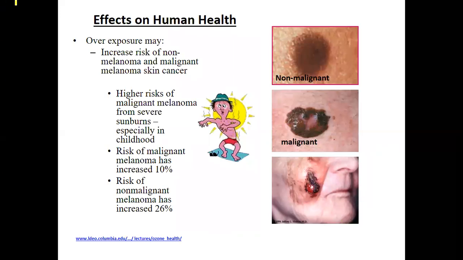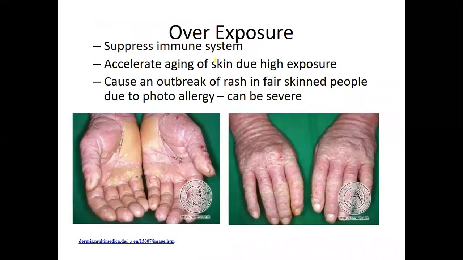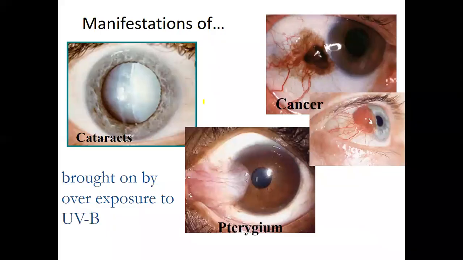Then when we talk about the effect on human health, there is an increased risk of non-melanoma and malignant skin cancers. Skin cancers can be caused. Then it suppresses the immune system and accelerates aging of skin due to high exposure. So here you can see aging of skin. It can cause an outbreak of rash in fair-skinned people due to photo allergy. In some people it can be severe. Then cataracts can be caused, cancers can be caused.